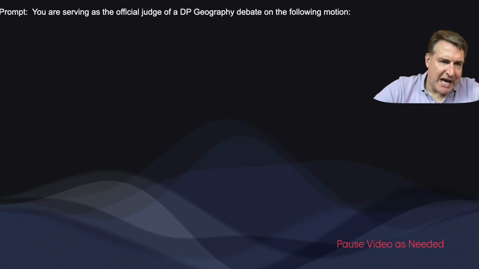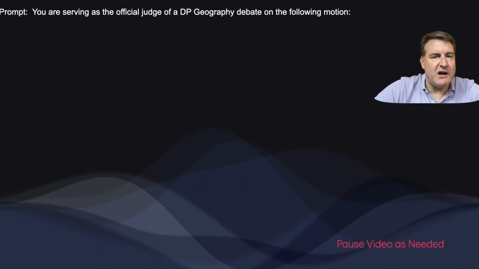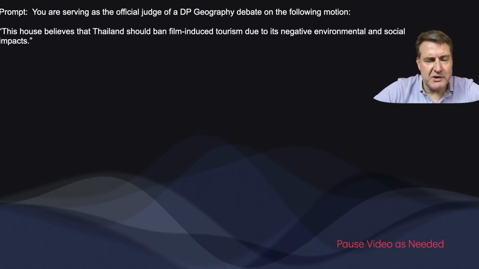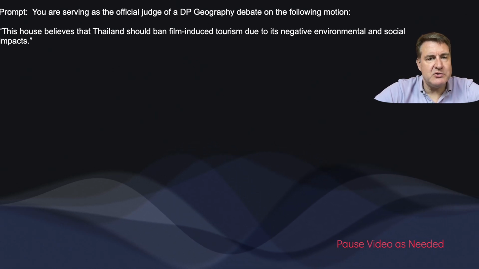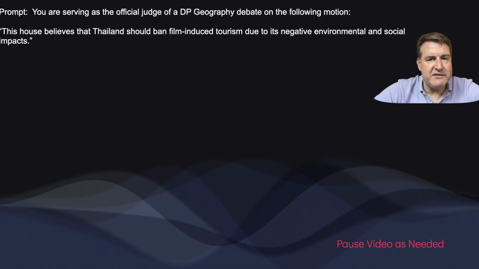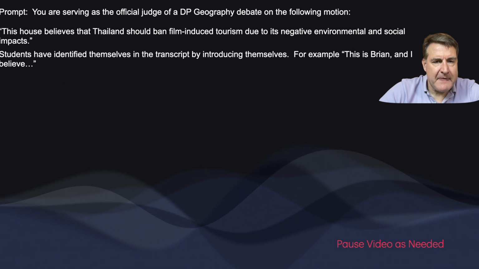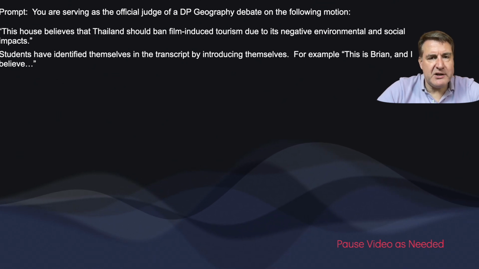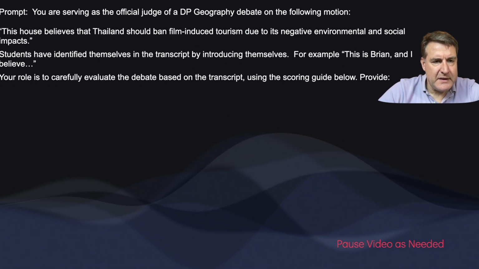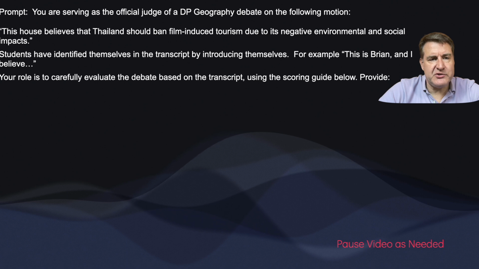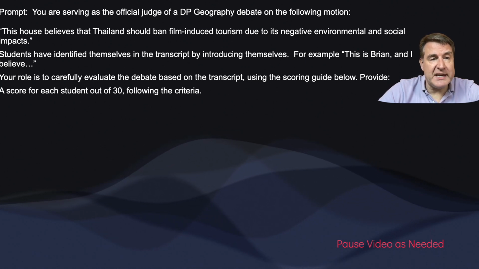So I'm writing to Chad and saying, you are serving as the official judge of a DP geography debate on the following motion, as if it were the House of Parliament. This House believes that Thailand should ban film-induced tourism due to its negative environmental and social impacts. Okay, so there's the question. I put the point in there about the students identifying themselves, and that the role for Chad is to evaluate the debate based on the transcript and then the scoring guide as well.